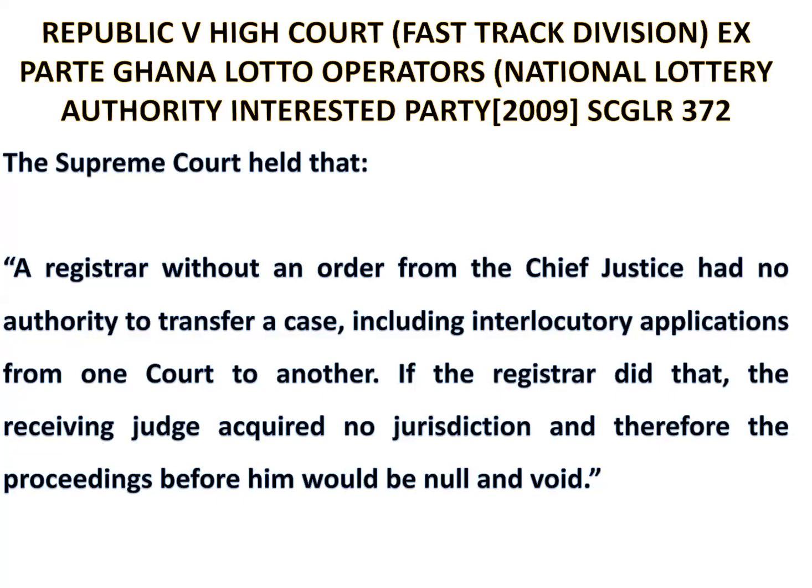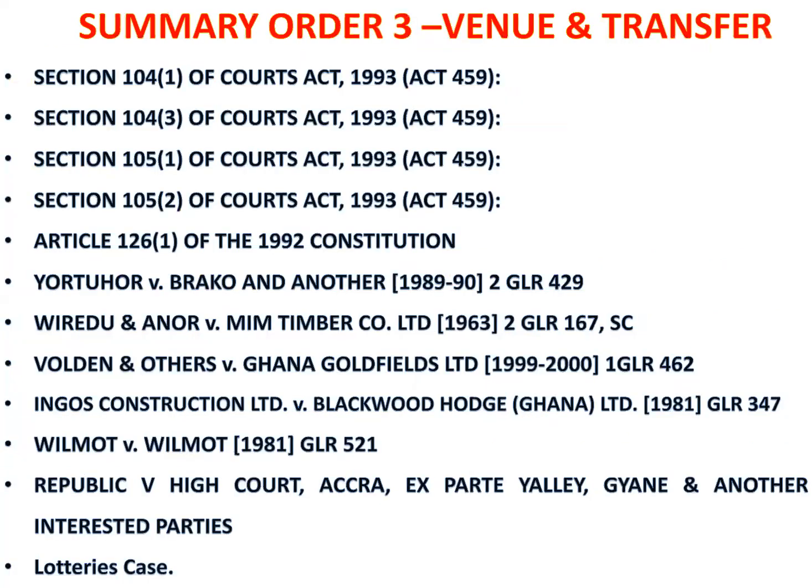This is what the Supreme Court said: that a registrar, without an order from the Chief Justice, had no authority to transfer a case, including interlocutory applications, from one court to another. If the registrar did that, the receiving judge acquired no jurisdiction, and therefore the proceedings before him would be null and void.